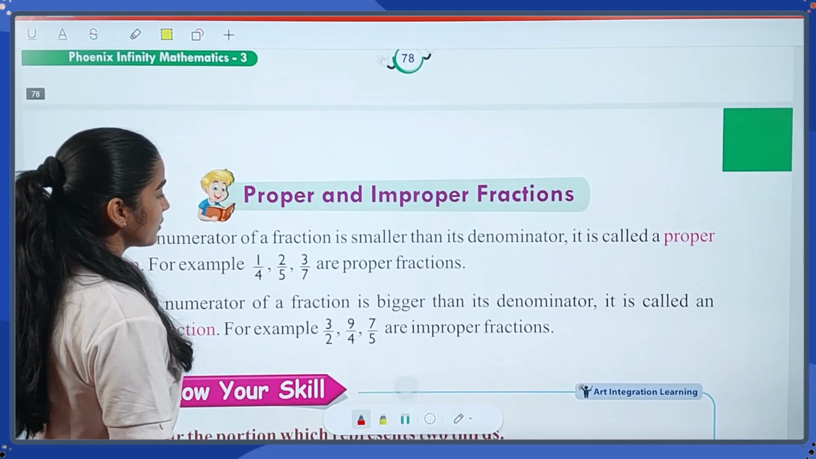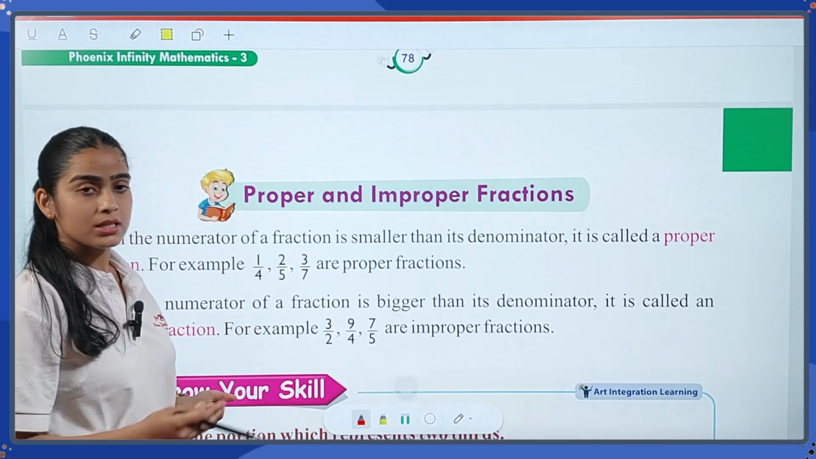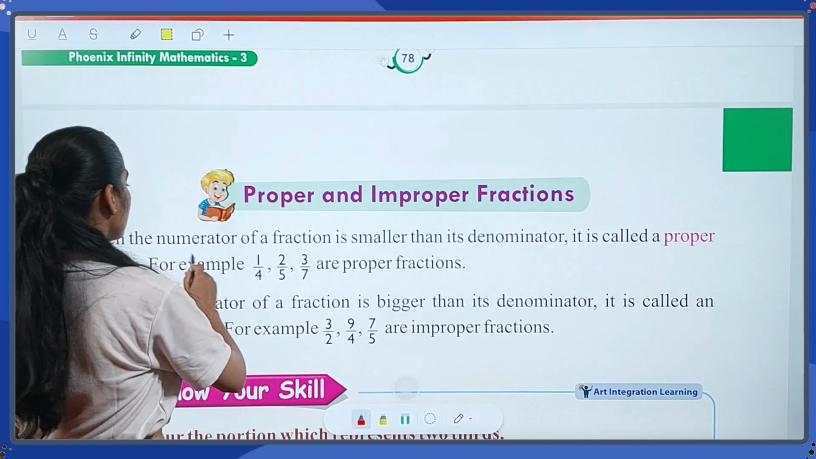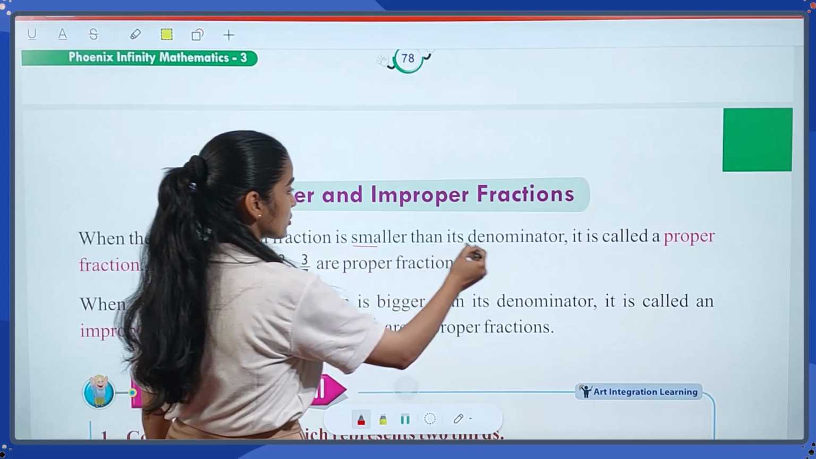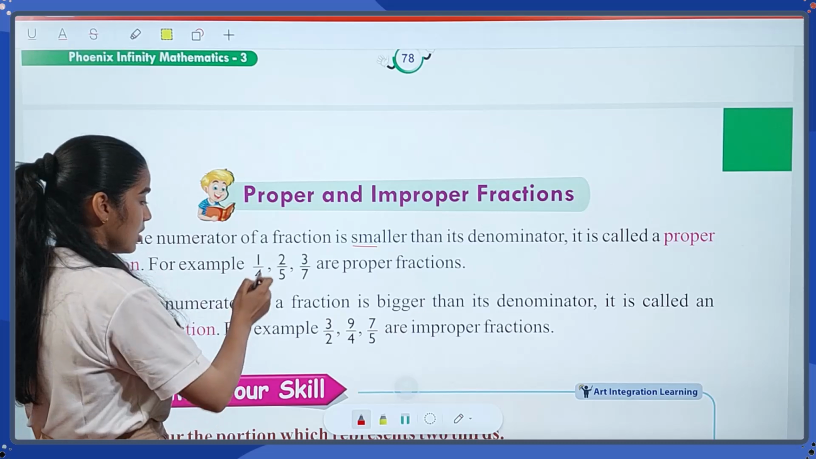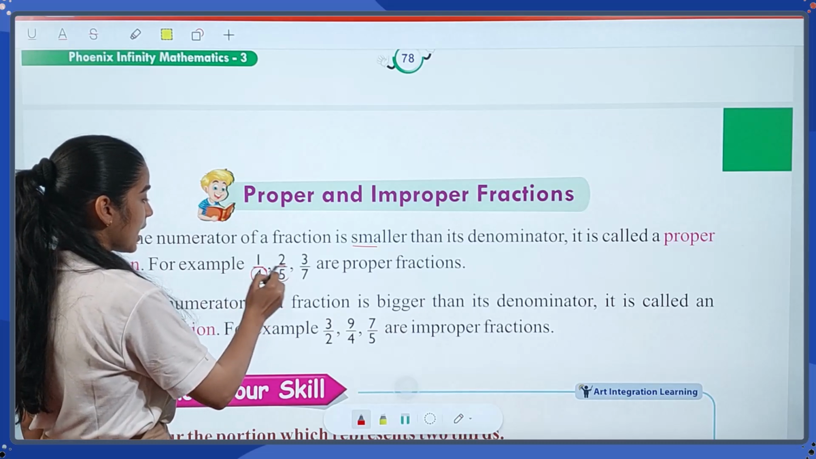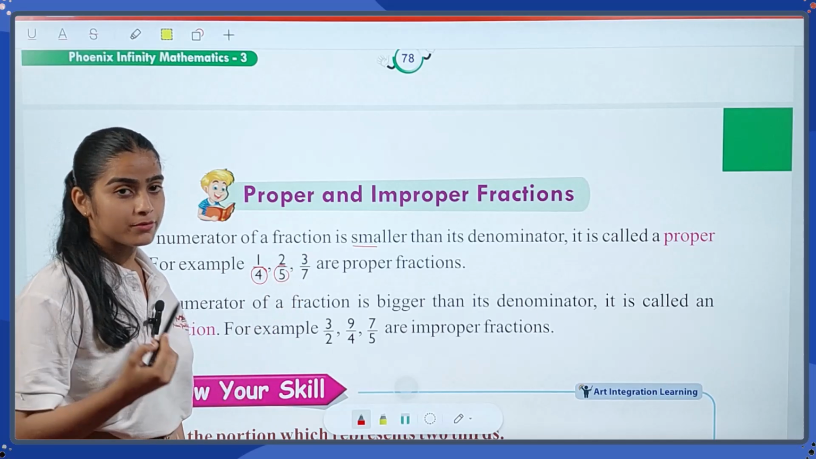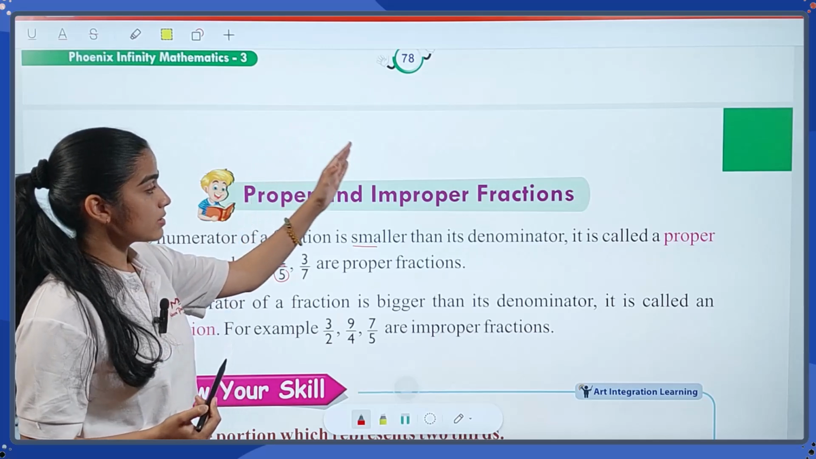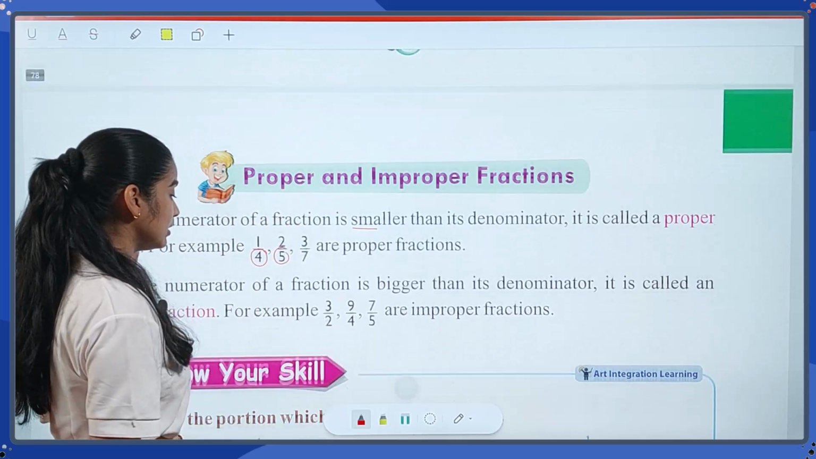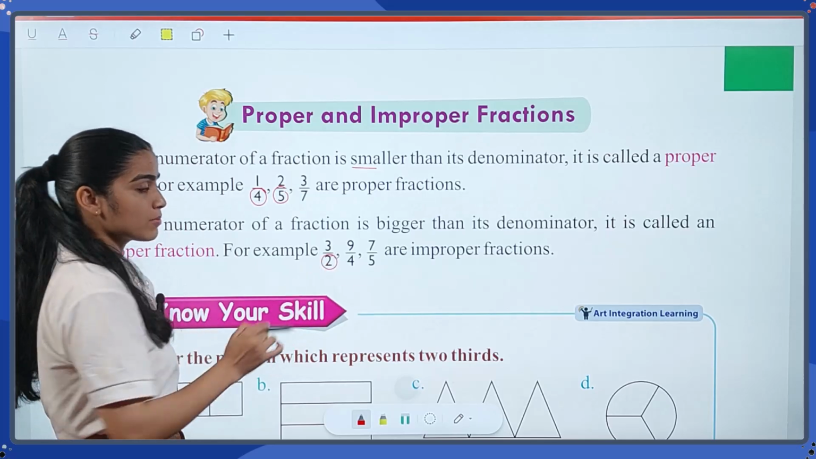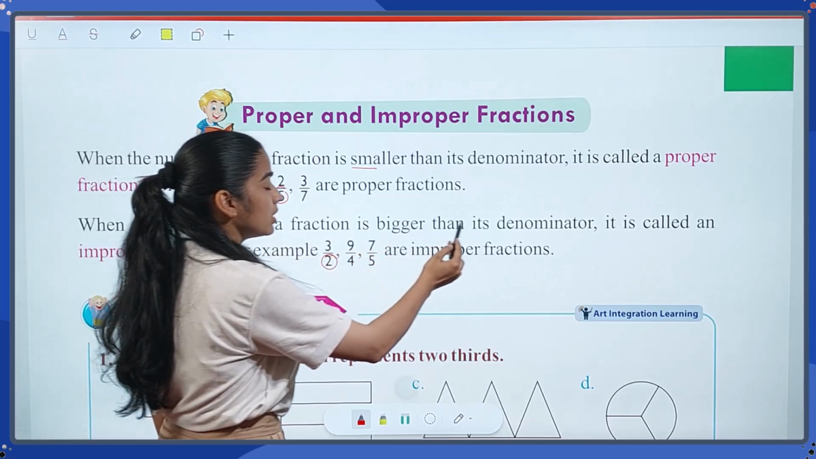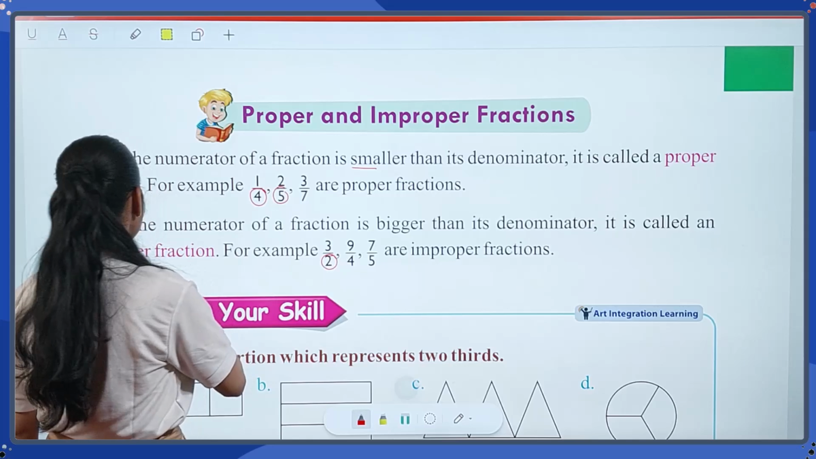Proper and improper fractions. As their names suggest, proper and improper are opposites, antonyms. When the numerator of a fraction is smaller than its denominator, it's called a proper fraction. So here your denominator is bigger as compared to your numerator. Vice versa, for an improper fraction, your denominator will be smaller as compared to your numerator. So when the numerator of a fraction is bigger than its denominator, it is called an improper fraction.